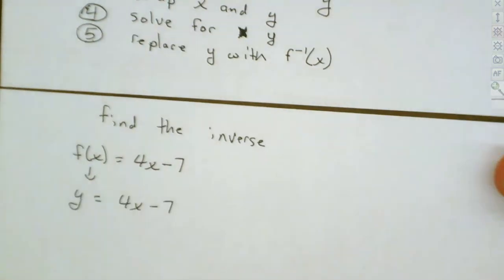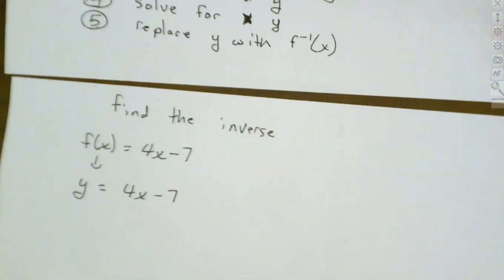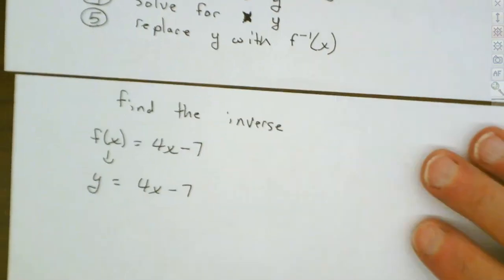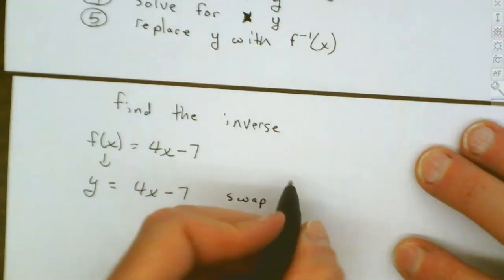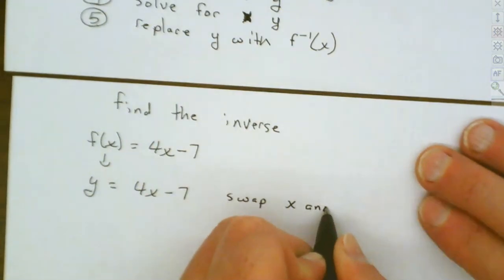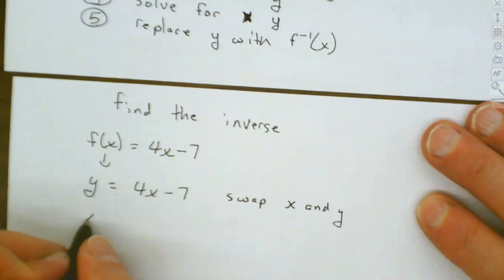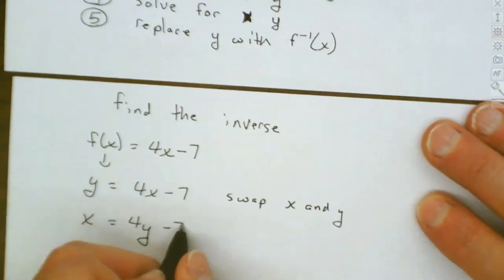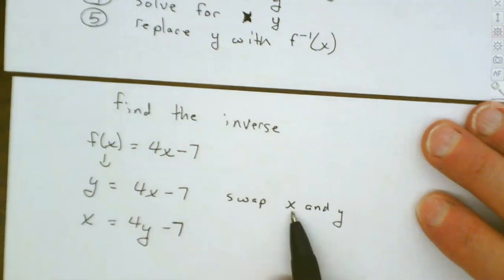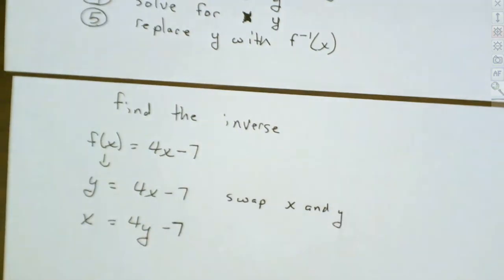This, by the way, is a linear function. This is a line. And then what do we do from there? Next we're going to swap or interchange the x and y. So x becomes y, y becomes x. We switch them around. So swap out your x and your y. That's all you need to do.